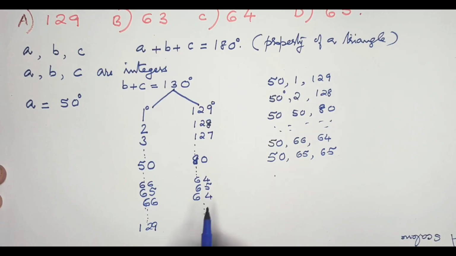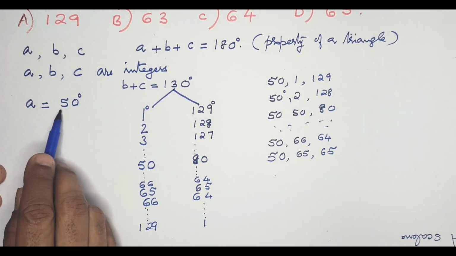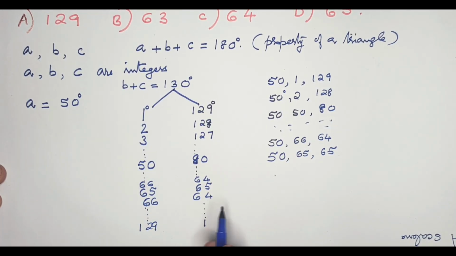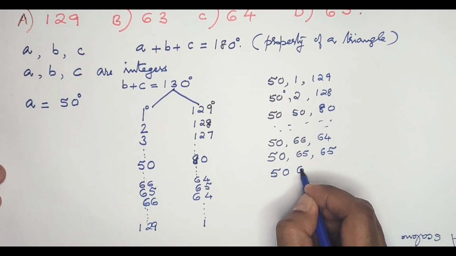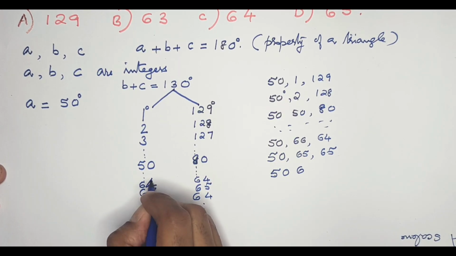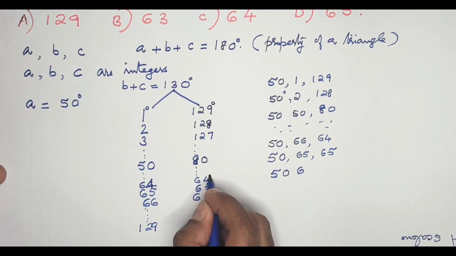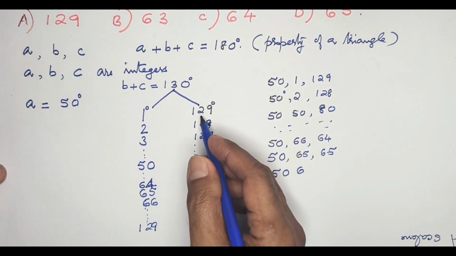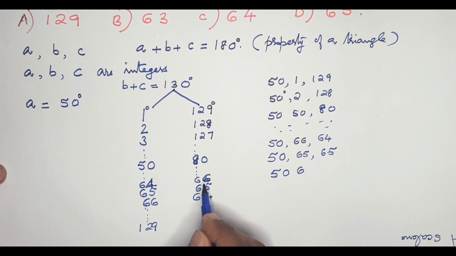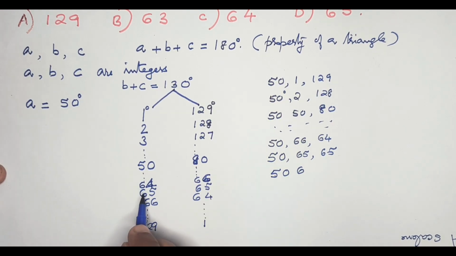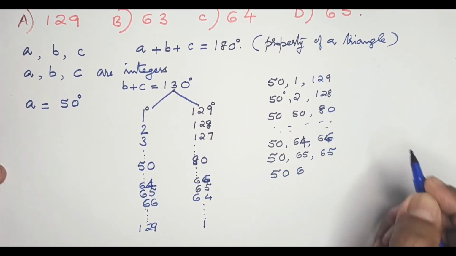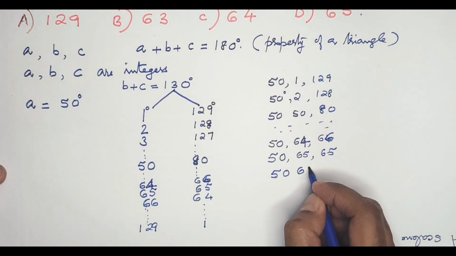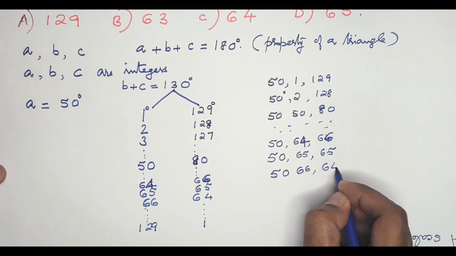There is one thing you can observe here. If you take this one, 50, 66, 64, you're going to get this triangle. Sorry, there's a mistake here. This is 64 and this is 66. This is what I meant. This goes on decreasing. So the one before 65 will be 66. And the one before this will be 64. So this triangle will be 64 and 66. Corresponding to this, you will have 66 and 64.